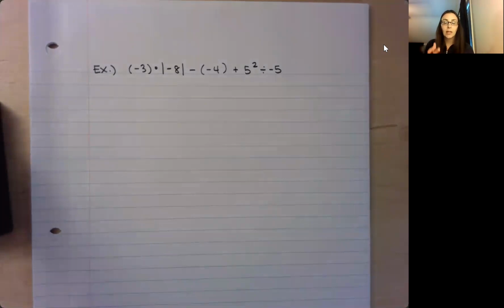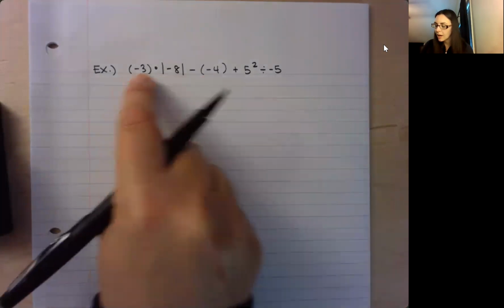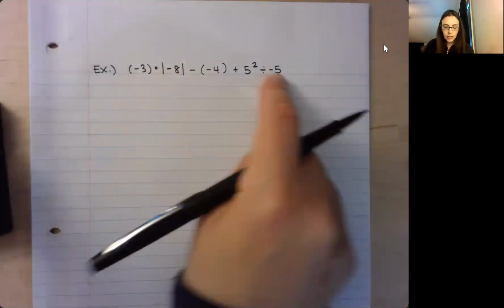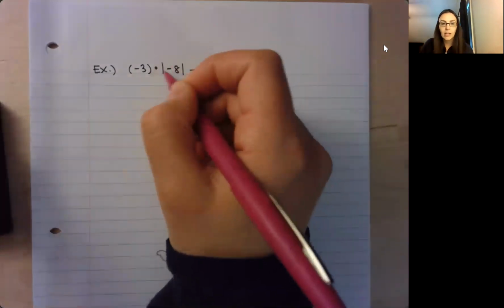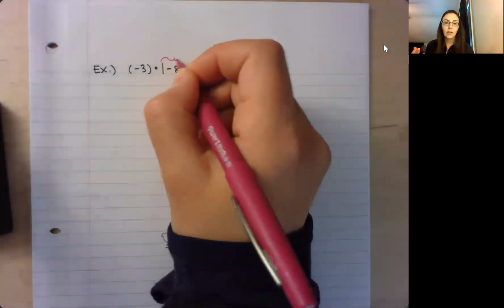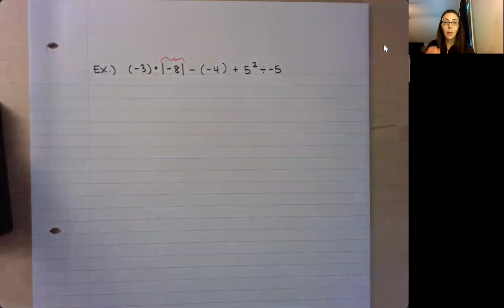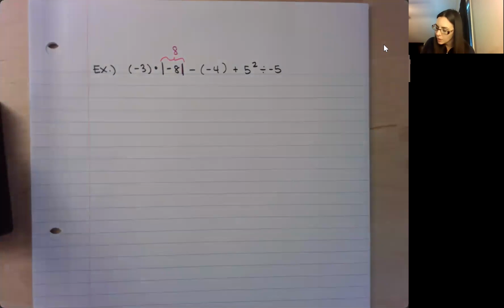All right, so let's get started here. I do see some parentheses, but these two really just mean to clarify we have a negative. However, I do see an absolute value. An absolute value, if there's anything to do on the inside, you would do that first. So the only thing I can do here with the absolute value is I can clear this out. The absolute value of negative 8 is positive 8. So remember, these vertical lines are absolute value symbols. This becomes positive 8. So I'm just going to rewrite this.